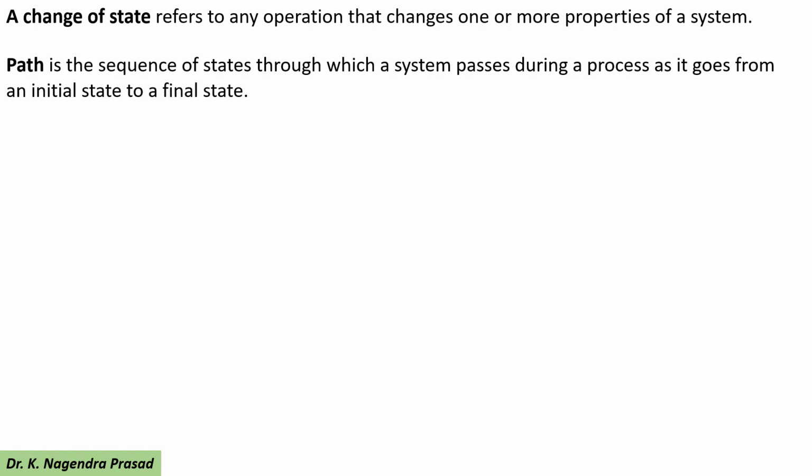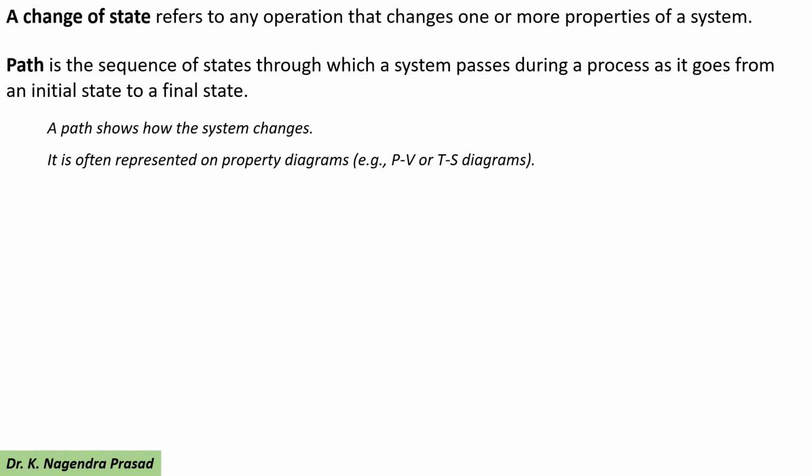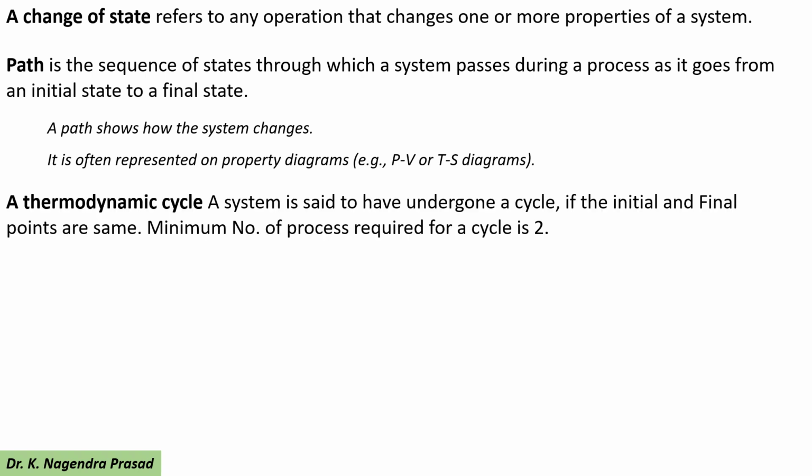Next one is the path. Path is the sequence of states through which a system passes during a process as it goes from the initial state to the final state. So the path shows how the system changes, and it is represented on property diagrams like PV and TS diagrams. So next we look at the thermodynamic cycle.